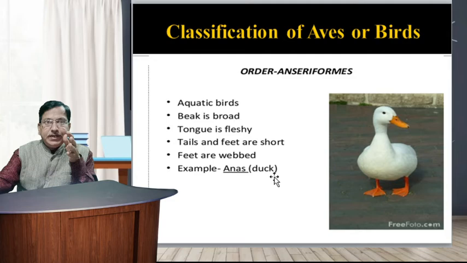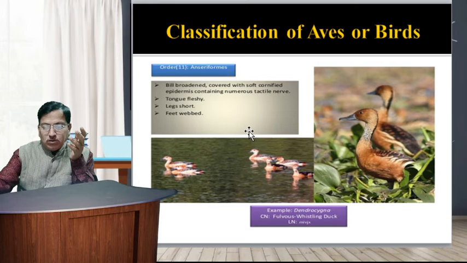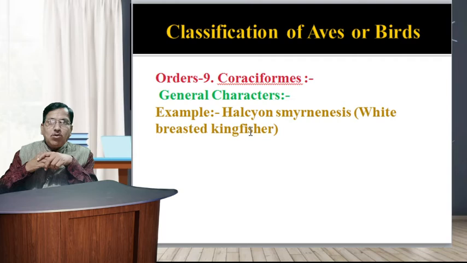This is the aquatic duck, Anas, whose feet are webbed, modified for swimming in the water. The beaks are filter feeder beaks and the feet are webbed for swimming. This one is called a swan. It is an Anseriformes. Next is order 9, Coraciiformes.